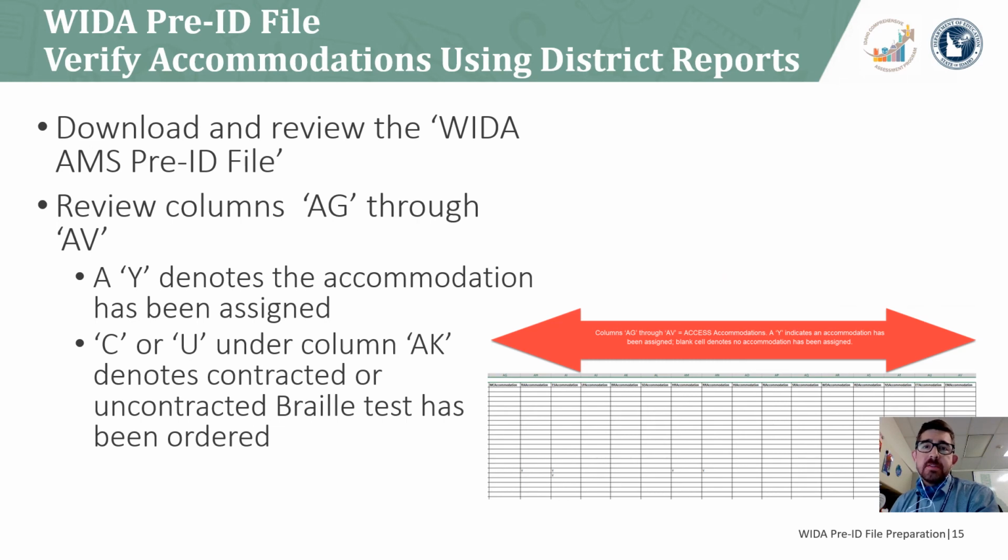After an accommodation has been assigned, a user can also view the assigned accommodation by downloading the WIDA AMS Pre-ID file from the District Reports section within ELMS. Once the report is downloaded, a user should check columns AG through AV. A Y will denote if an accommodation has been assigned. Under column AK, a C denotes that a contracted Braille test has been assigned. A U denotes that an uncontracted Braille test has been assigned.